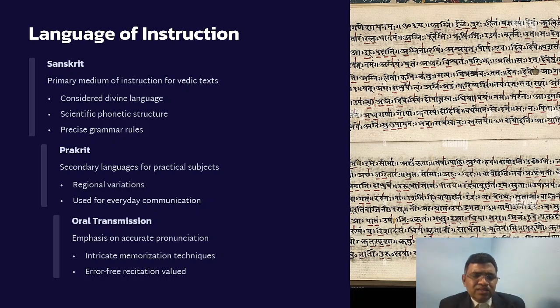So Prakrit is usually spoken by the general people, and Sanskrit is spoken by the Brahmanas and Kshatriyas. And the information is transmitted orally. So they emphasize memorization techniques and error-free recitation. So mostly in the Vedic period, Sanskrit and Prakrit were used, and the knowledge was transferred orally.